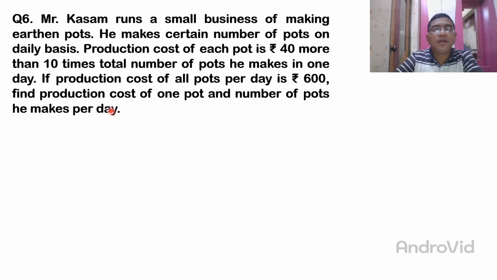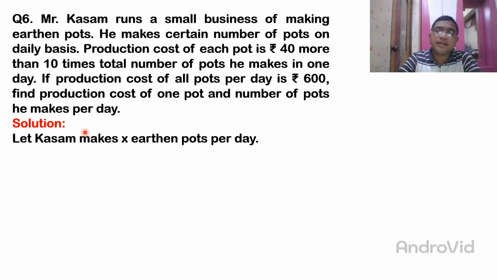of one pot. If the production cost of all pots per day is 600 rupees, so they have given the production cost of all pots. How many they are making, they have not given, but they said the total production is 600 rupees per day. Find the production cost of one pot and the number of pots he makes per day. So I don't know how many pots he is making, so that can be considered as x.